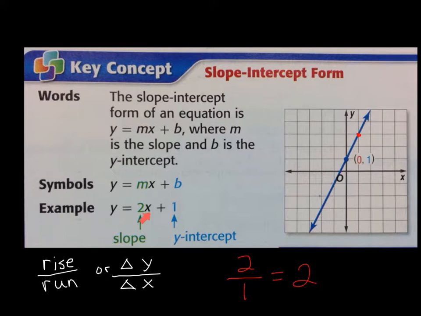And if you think about it, that makes sense, because if we put a 1 in for our x-coordinate, then I would solve this side of the equation. 2 times 1 is 2, plus 1 is 3. So y would equal 3. That makes sense that our coordinates (1, 3) would be found on this line. 1 goes here, 3 is right there, and that's where that point is.